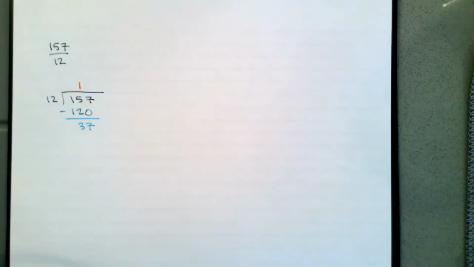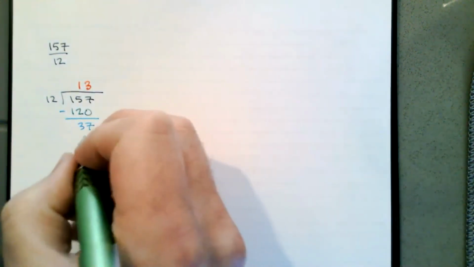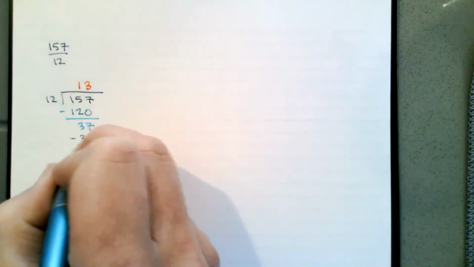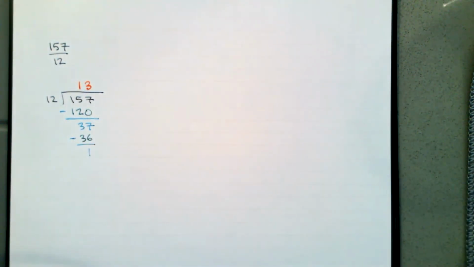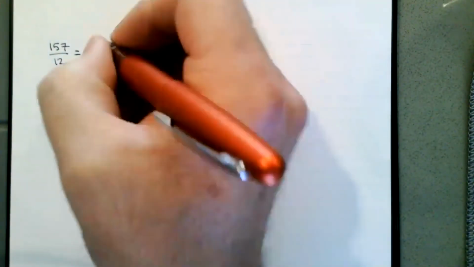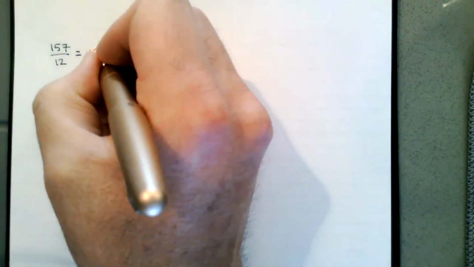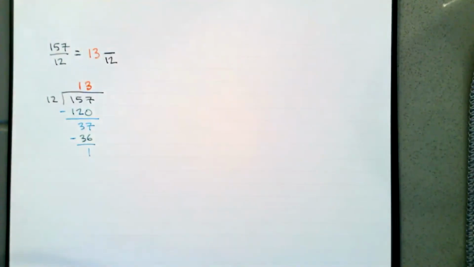Now I ask the same question. How many times can I subtract 12? I can subtract 12 from 37 3 times. So let's subtract 3 copies of 12 from the 37, and we'll get 1 left over. So in our division, 157 over 12 is 13 whole. I can subtract 12 from 157 13 times, and there will be 1/12 left over. So we say the answer is 13 and 1/12.